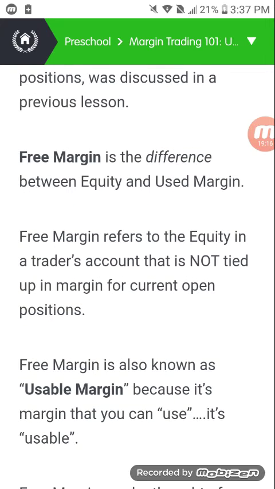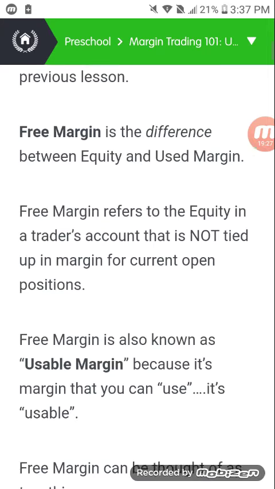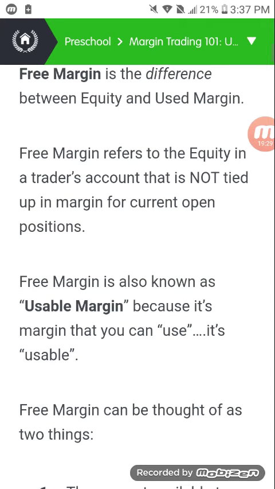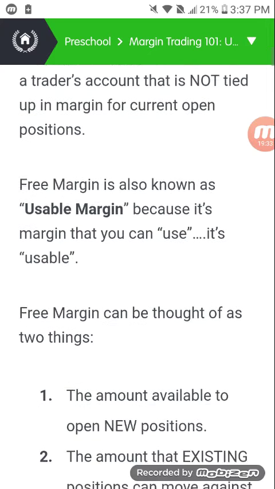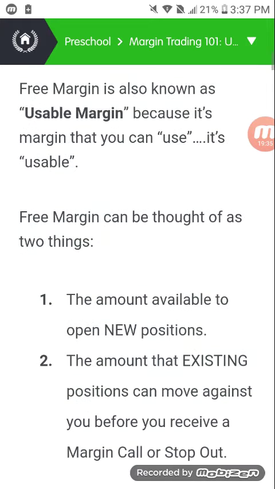Free margin refers to the equity in a trader's account that is not tied up in margin for a current open position. Free margin is also known as usable margin because it is the margin that you can use. It's on top of what you already have open.